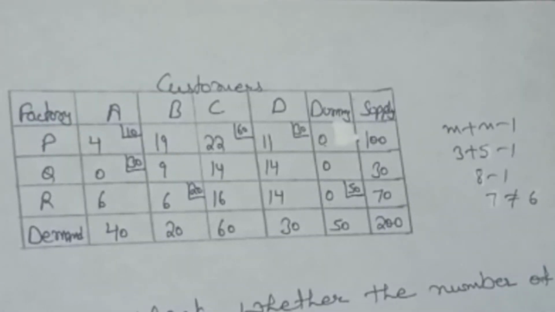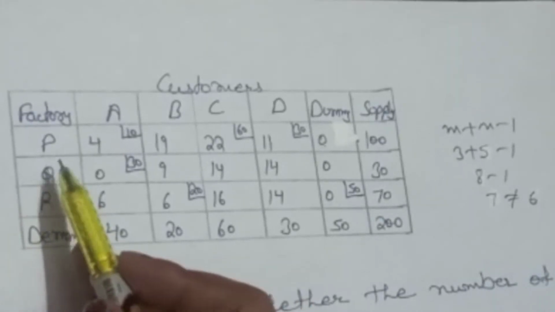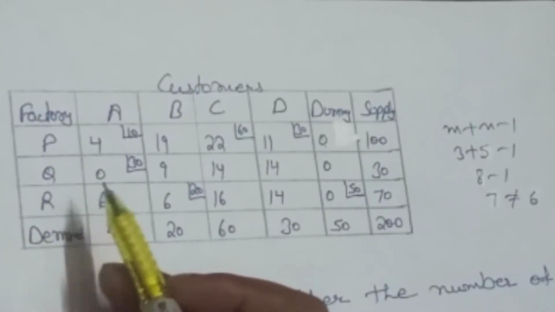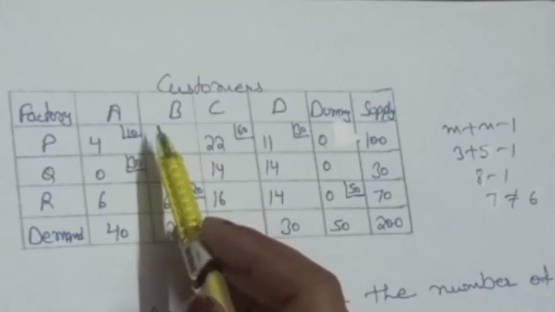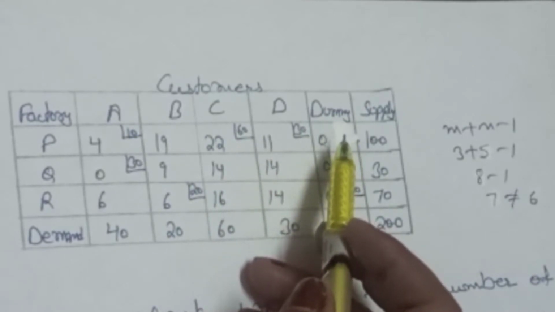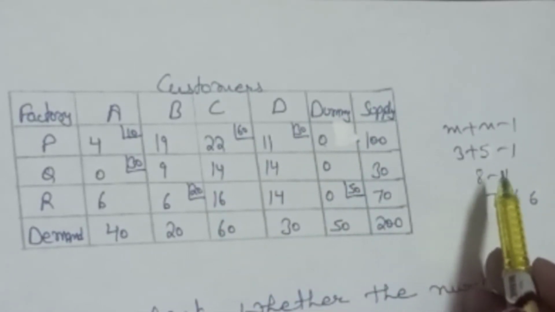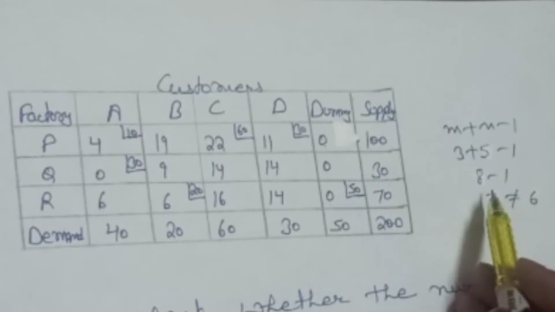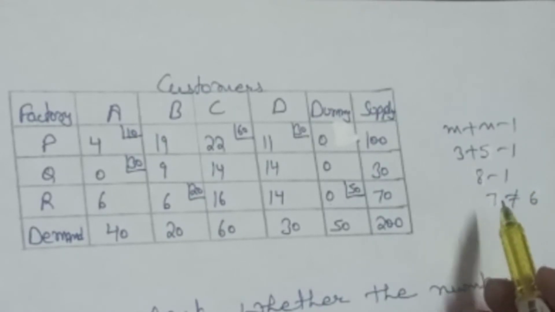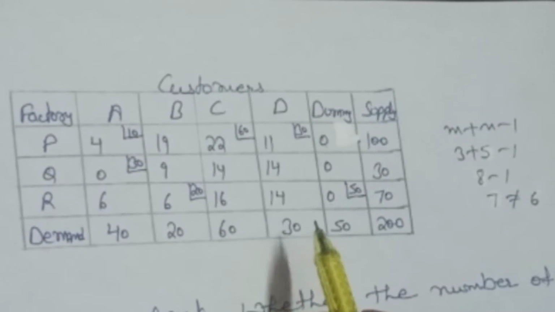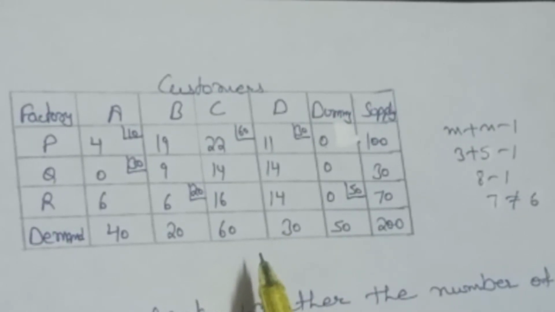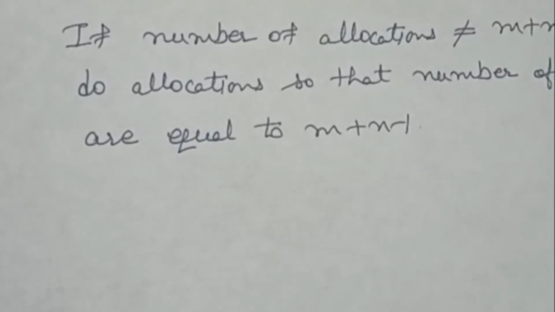So students, here we can see we have 3 rows P, Q, R and 5 columns A, B, C, D, dummy. So we can say m plus n minus 1 means 3 plus 5 minus 1. So 8 minus 1, 7, and 7 is not equal to 6. Means we have 6 allocations which are not equal to m plus n minus 1. So now we will do our allocation.